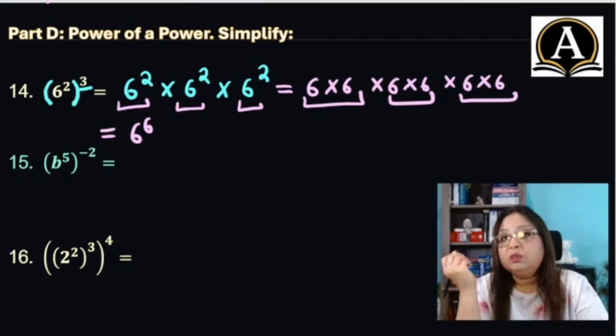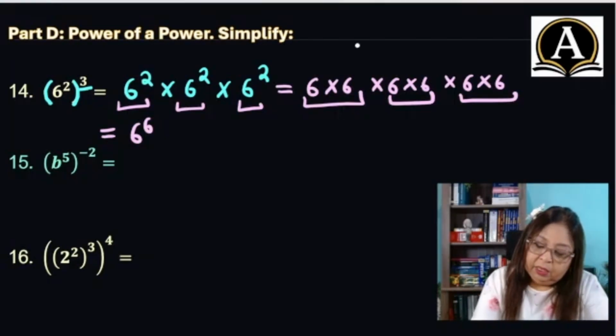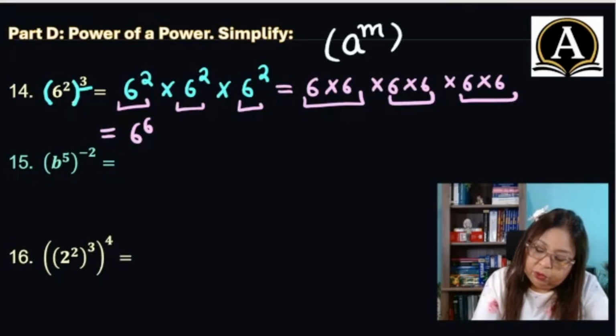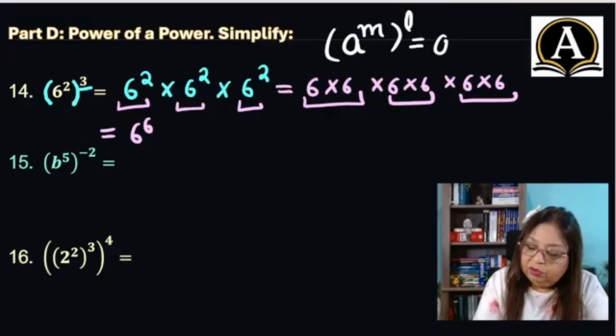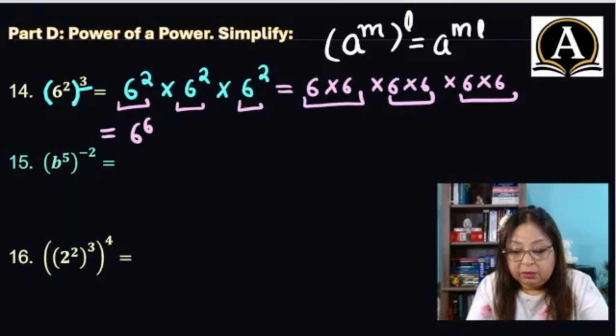Did we really have to do all this work? No. The rule says if you have any base a to the power m to the power l, the answer is simply a to the power ml. The powers multiply each other.